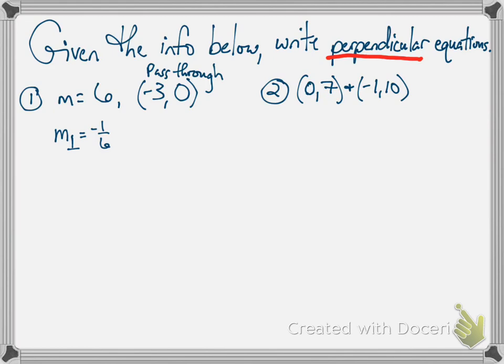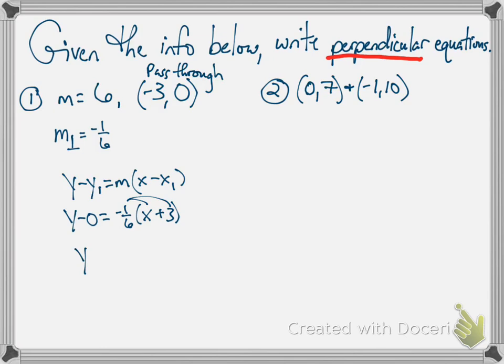Once I change that slope, I've already got the point it passes through, I have my slope. I now repeat the process from the other 2 problems. So once again, we start in point slope. y minus 0 equals negative 1 over 6 times x minus negative 3. We'll call it x plus 3. Now, since it's y minus 0, subtracting by 0 doesn't really do me any good, so I could just call that y.